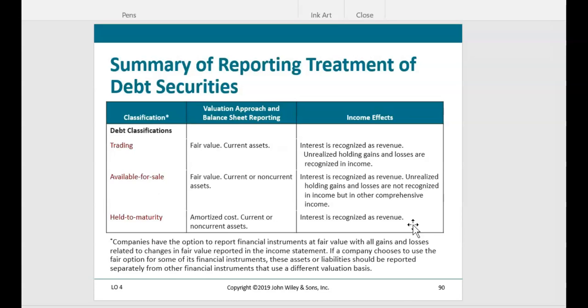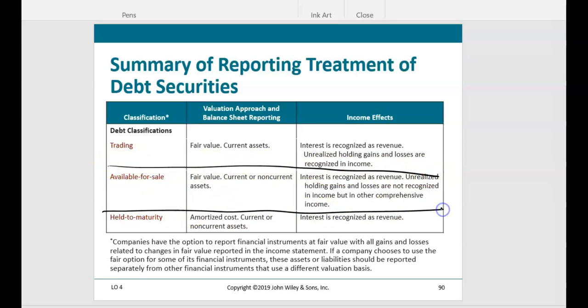Here you see a summary of the accounting treatment for the 3 different categories of debt securities. We can see that the income effects are all fairly similar, except trading we have unrealized holding gains and losses recorded in income. Trading securities reported at fair value, available for sale securities also at fair value. Held to maturity securities not at fair value, but instead at amortized cost. Interest on a held to maturity is the only thing we're going to see in income. Available for sale, we're going to see interest as the only thing in income because the unrealized holding gains and losses are reported in other comprehensive income and stockholders' equity. Income effects of trading securities, interest revenue, of course, and unrealized holding gains or losses are going to go straight through income.